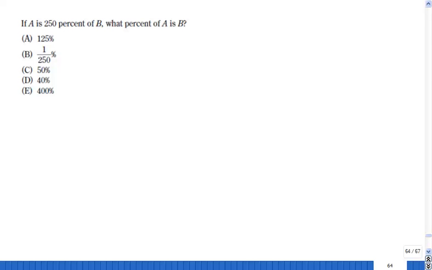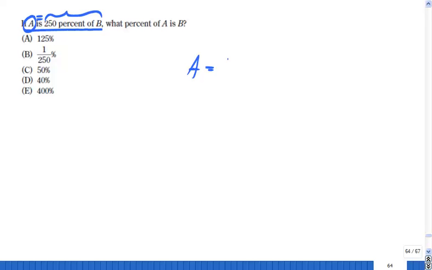Well, let's start with the beginning. The first fact: A is 250% of B. Let's write that down as an algebraic expression. A is, and we can write "is" in algebra's language as equal to 250% of B.